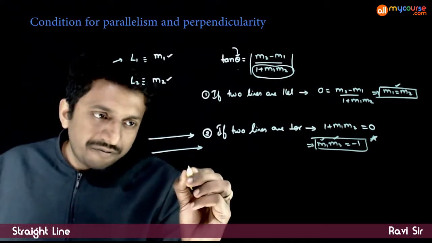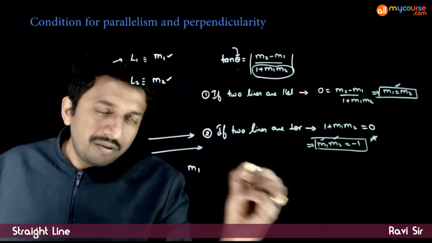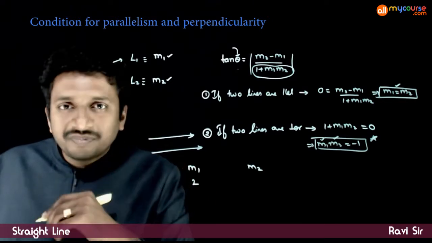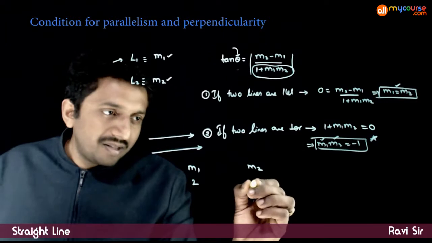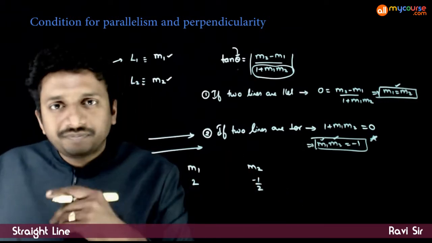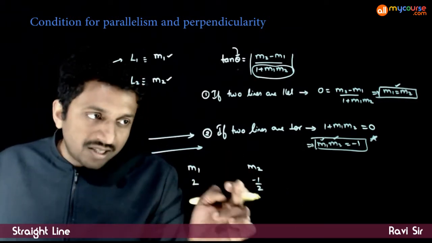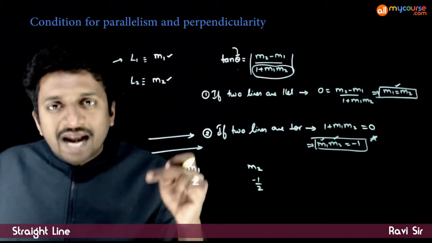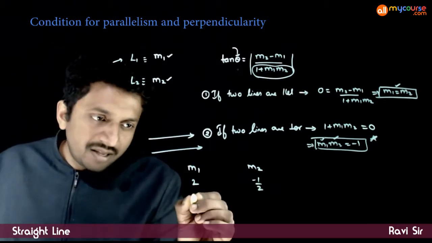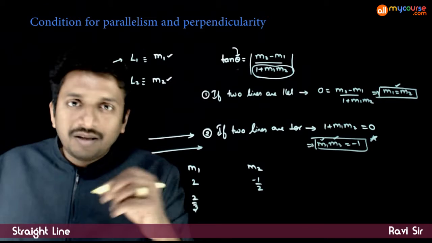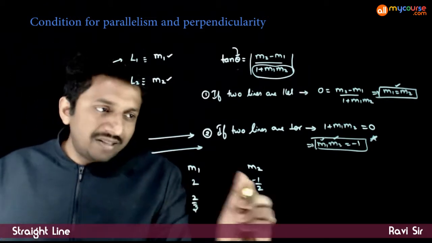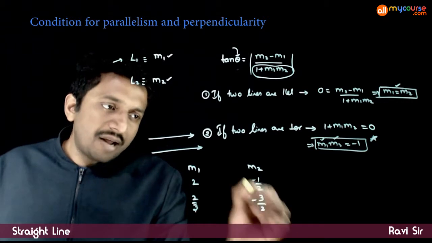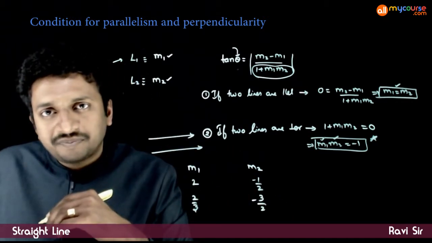That means if you have a line whose slope is 2, what is the slope of the line which is perpendicular to this line? Simply minus 1 by 2. That means you have to reciprocate the number and add an extra minus sign. So if the original slope is 2 by 3, what is the slope of the line perpendicular to this? 2 by 3 becomes 3 by 2 and you have to add a minus sign before this.